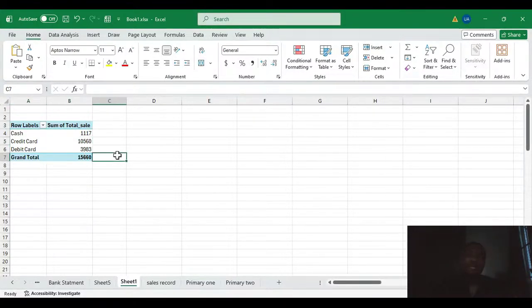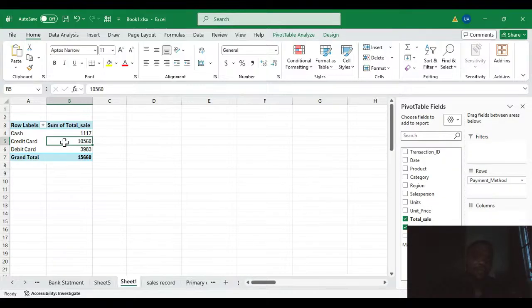So when you are advising the people in the company, maybe you can tell them that they should focus more on implementing credit card around their sales outlets, because people use credit card more than other ones.